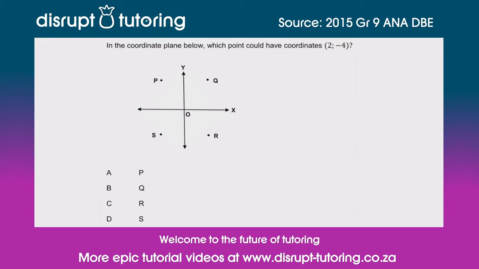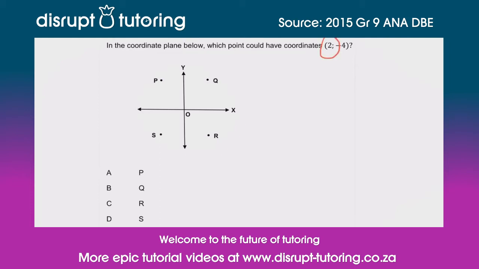Today we've got a fairly basic Cartesian plane question. It shouldn't take us long, and I'm going to get straight into it. In the coordinate plane below, or the Cartesian plane below, which point could have the coordinates 2 and minus 4? Now remember guys, when you've got a 2 and minus 4, this 2 refers to the x coordinate, and this minus 4 refers to the y coordinate.